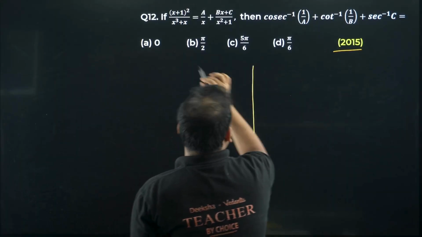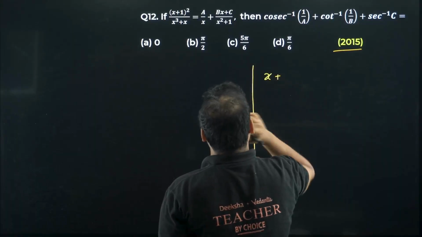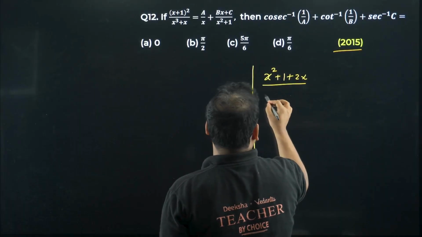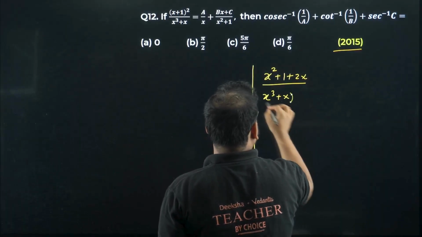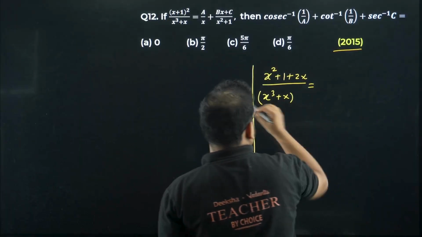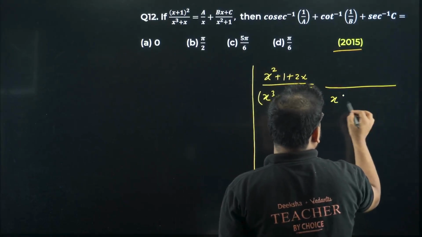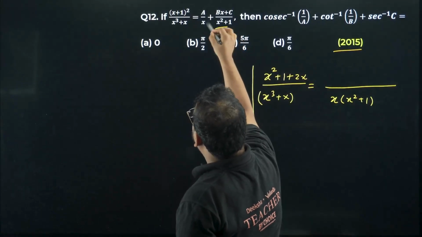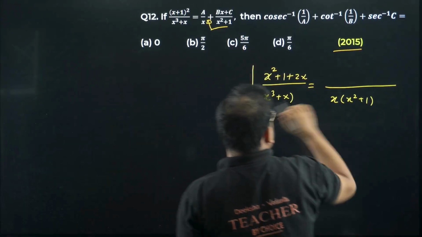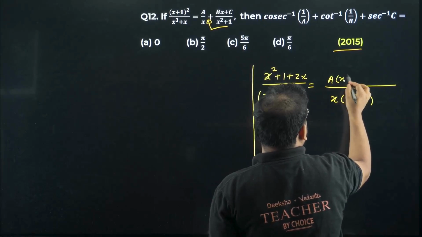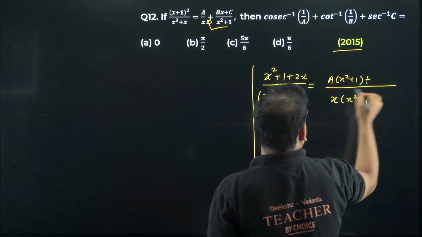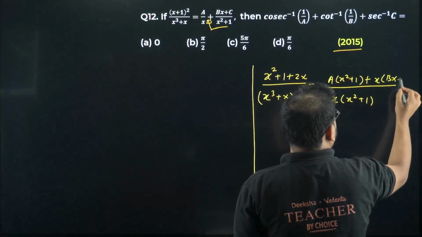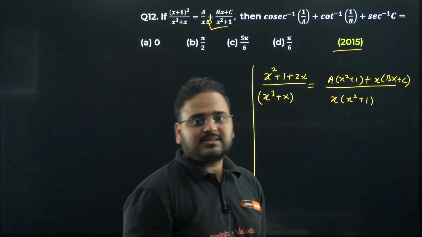Let's write the LHS as it is. X plus 1, the whole square, so x square plus 1 plus 2x over x cube plus x equals, taking LCM, we have x times (x square plus 1). I have to multiply x square plus 1 to A, so I get A times (x square plus 1), and we'll have plus x times (bx plus c).